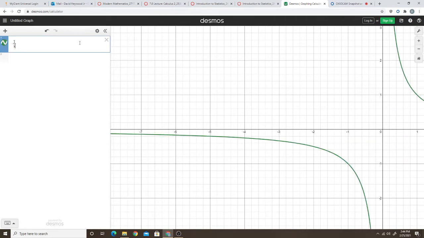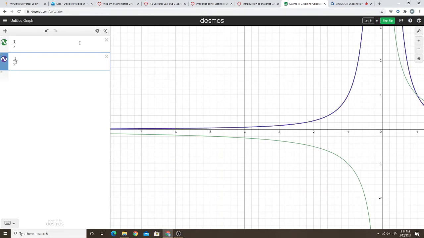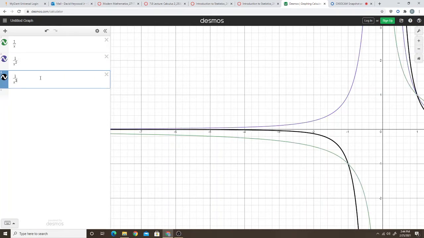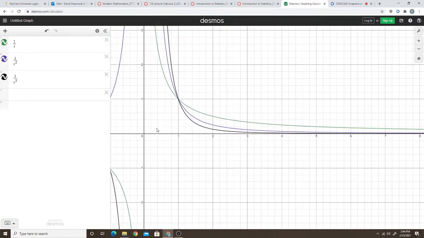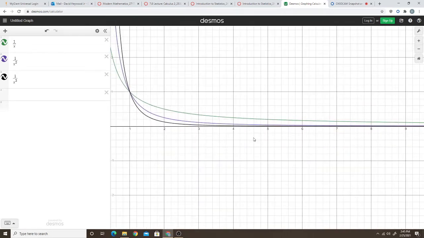And then we'll look at 1 over x squared. This would be when p equals 2. And then we'll look at 1 over x cubed. So this is when p equals 3. Anyway, we're really only interested in the integral from 1 to infinity. So 1 over x is this stuff in green, 1 over x squared is in purple, and 1 over x cubed is in black. So you'll notice that they all are kind of similarly shaped, but green diverges, but purple and black do not.